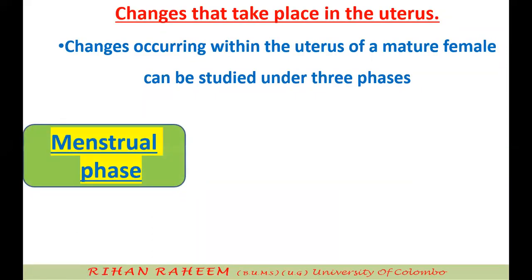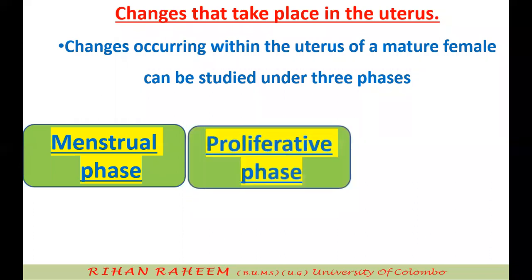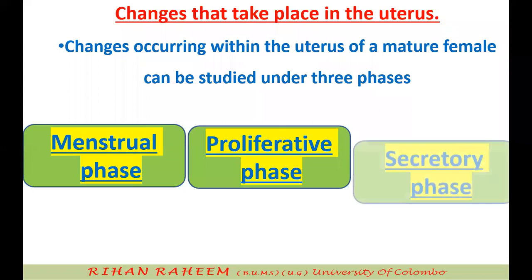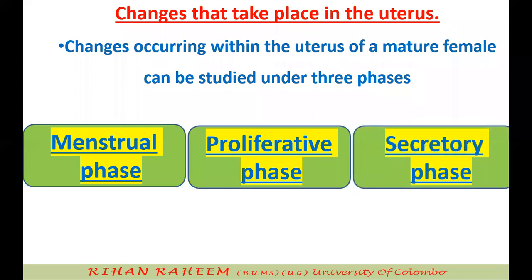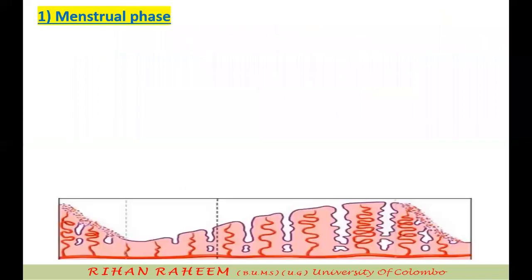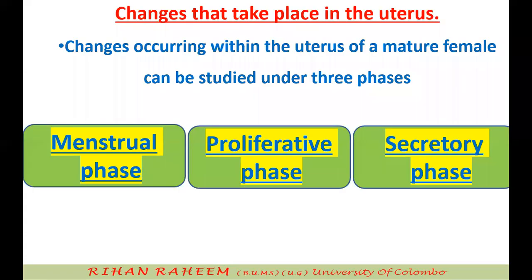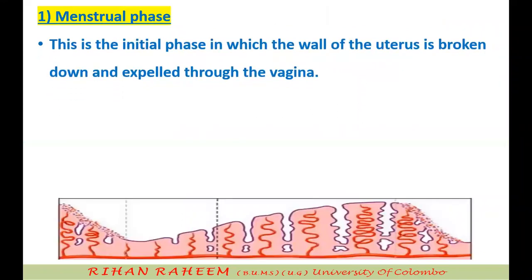Changes that take place in the uterus. Changes occurring within the uterus of a mature female can be studied under three phases: the menstrual phase, the proliferative phase, and the secretory phase. The menstrual phase is like the menses. This is happening in the uterus, not in the ovary. Ovary story finished, now I will tell the uterus story. After that, I will coincide both cycles and tell you how, on the exact dates, when one thing is happening in the ovary, another is happening in the uterus. So please listen carefully. Very important session.